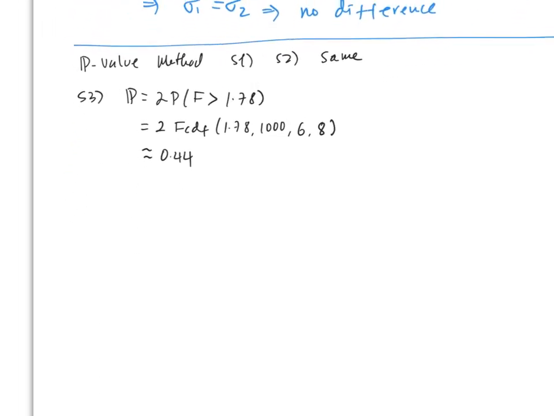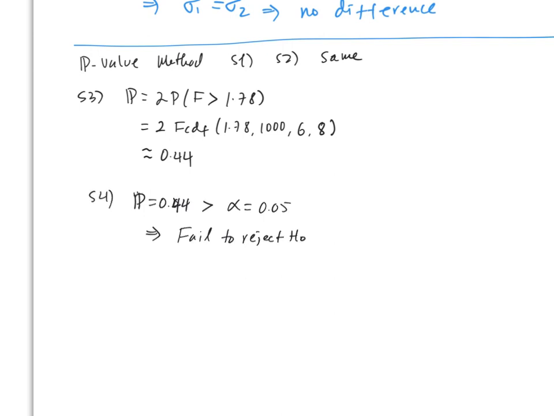Okay, remember the last step is to compare the p-value, which is 0.44, with alpha, which is 0.05. So clearly this is bigger. Remember, p-value bigger than alpha implies fail to reject H0.